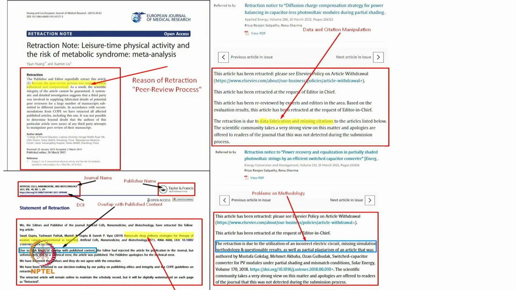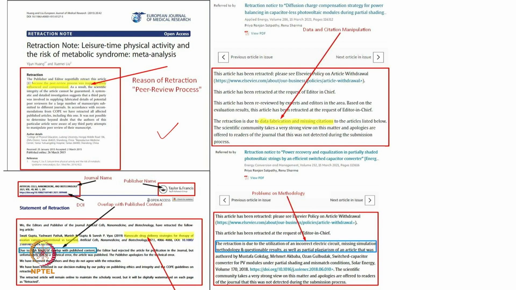On this screen, there are four kinds of retraction note. We'll see each of the retraction examples. Let us first see this retraction note. This document was published, and later it was found that the peer review process was compromised. That is why this particular paper has been retracted.